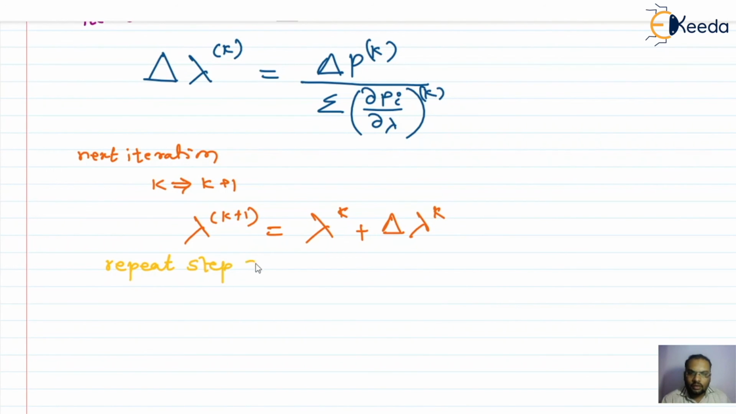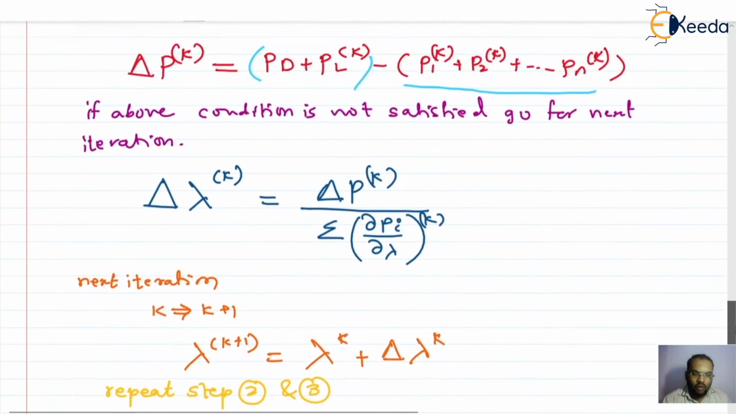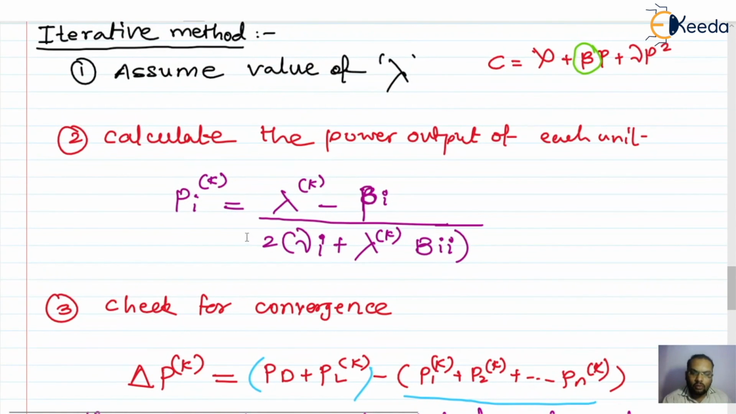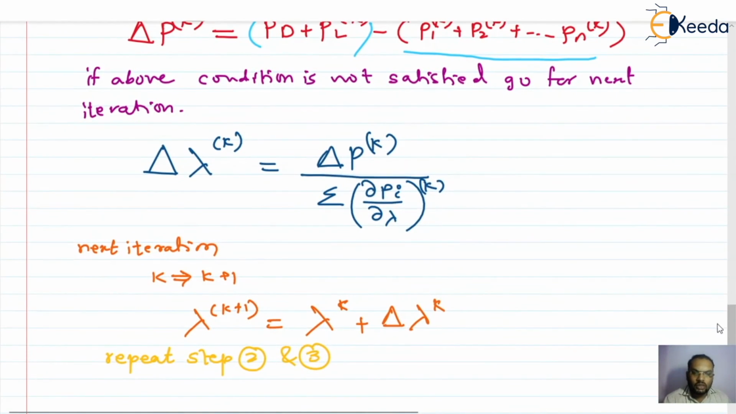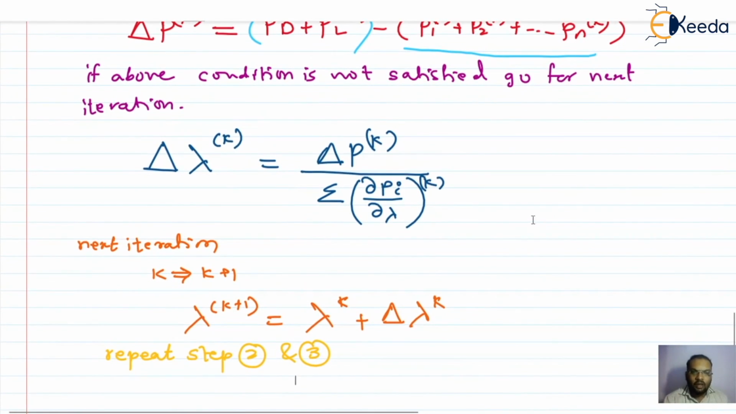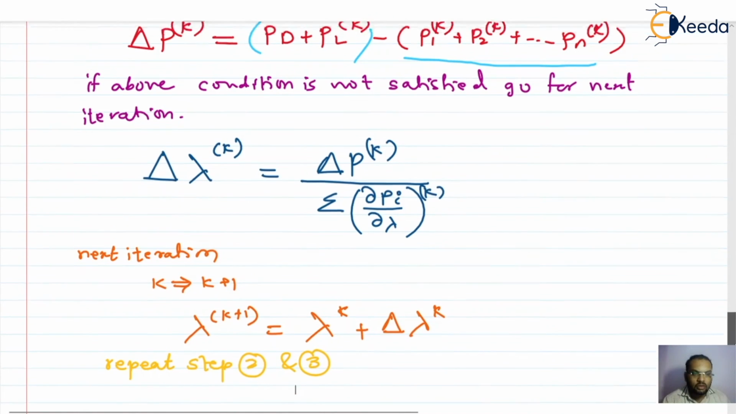Repeat step 2 and 3. Once we get the new value of lambda, again calculate the power output of each unit. After calculating the power output of each unit, check this convergence condition. If it is satisfied, it is okay. If it is not satisfied, calculate the change in lambda. How do we calculate that? I have already given that to you. Once you calculate that, check if it is within the specified limit. If it is, you can stop your iteration. If it is not, you have to go for the next iteration, and how to go for the next iteration has also been given to you.